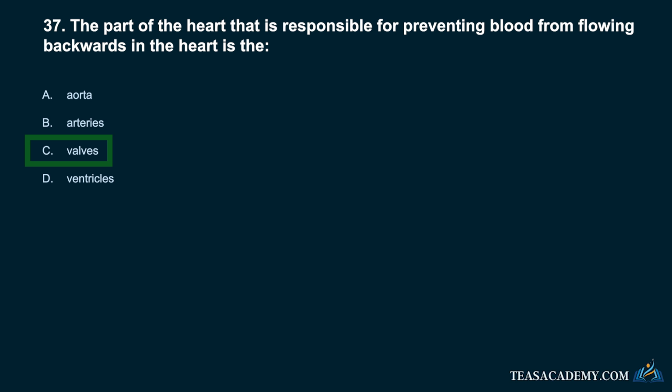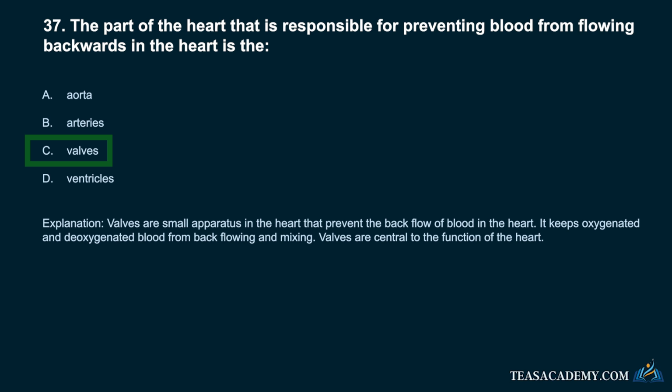Correct answer, C. Valves. Valves are small apparatus in the heart that prevent the backflow of blood in the heart. It keeps oxygenated and deoxygenated blood from backflowing and mixing. Valves are central to the function of the heart.